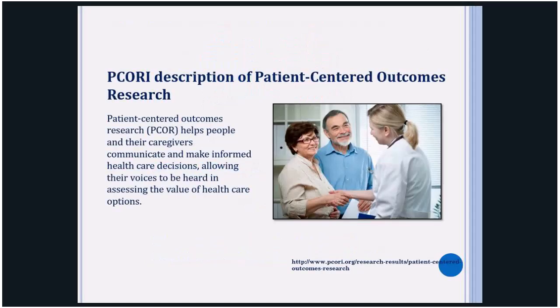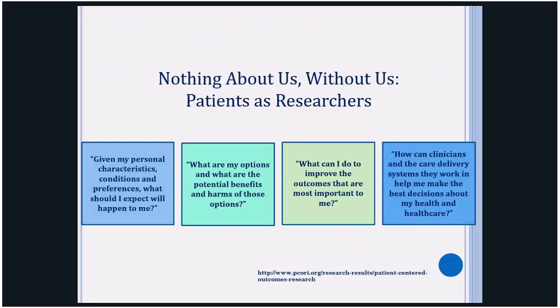Once again, just to recap, that's why PCORI and IBEMCSN think this is so important. Patient-centered outcomes research helps people and their caregivers communicate and make informed healthcare decisions, allowing their voices to be heard and assessing the value of health options. Nothing about us without us. Patients as researchers means that given my personal characteristics, conditions, and preferences, what should I expect will happen to me? What are my options and what are the potential benefits and harms of those options? What can I do to improve the outcomes most important to me? And how can clinicians and the care delivery systems they work in help me make the best decisions about my health and my health care?